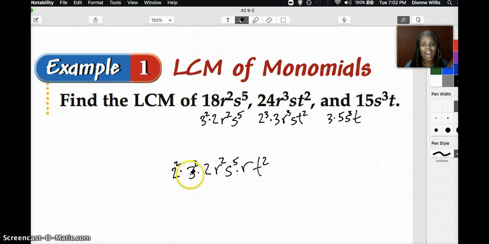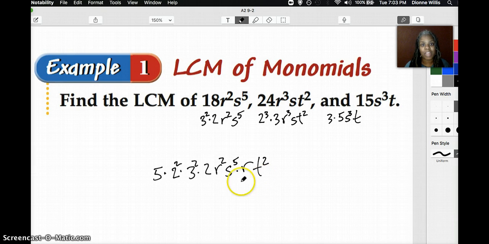So now I know that this number can contain 18r squared s to the fifth and 24r to the third s times t to the second. Let me make sure that I can get this last number in there. So is there a 3? Yes, there's at least one 3. Is there a 5? There isn't. So I need to throw a 5 into the mix. Now I know that 15 is covered. S to the third power is covered by s to the fifth, and t is covered by t squared.